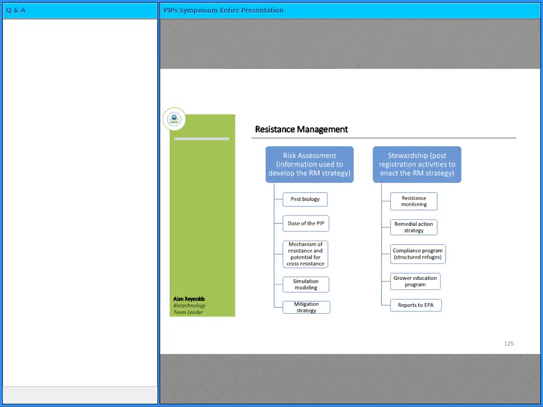And then once approval has been granted and the PIP has been registered, there's a stewardship component to resistance management, and these would be the post-registration activities that would actually enact the resistance management strategy. These would include things like resistance monitoring, a remedial action strategy if resistance was to develop, a compliance program that would be needed if there were specific actions required by growers, such as a refuge, a grower education program, as well as reporting to EPA. And I'll be discussing each one of these elements in some more detail on the subsequent slides.